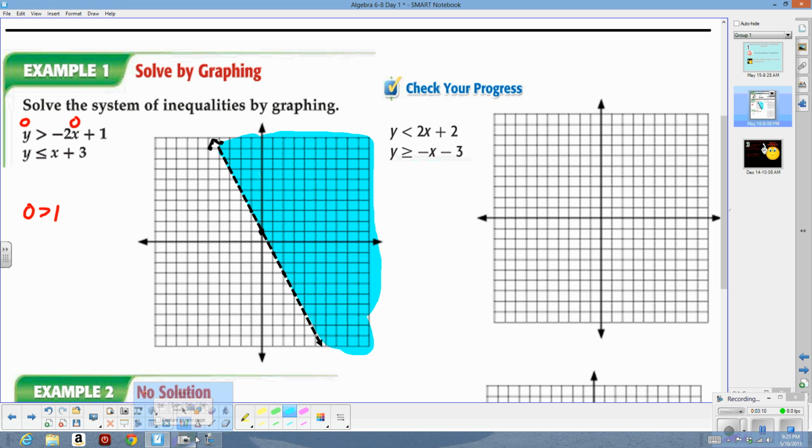All right, now let's graph the second inequality. The y-intercept is 3, so I'm going to go up to 3 on the y-axis and put a point. This time the slope is 1, and it's positive, so we're going to rise 1 and run 1. And this time it's going to be a solid line since it's a less than or equal to, which means it includes the points on the boundary line.